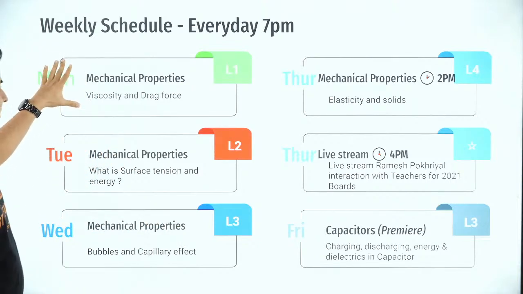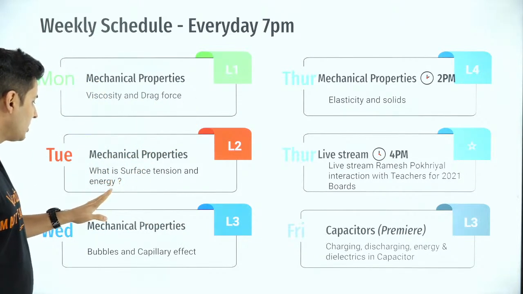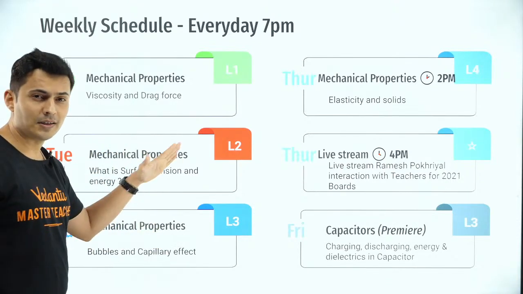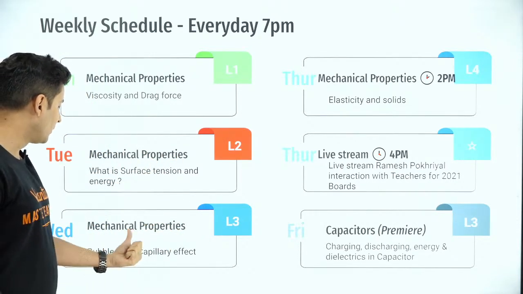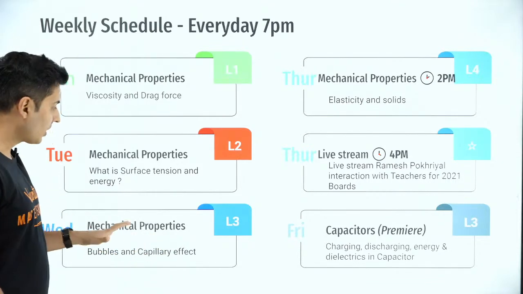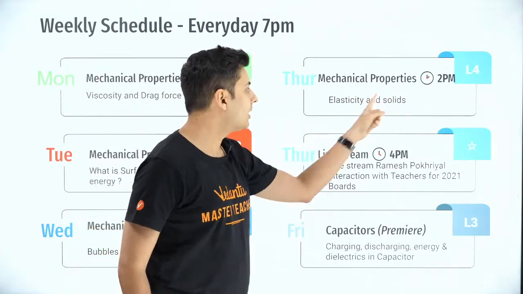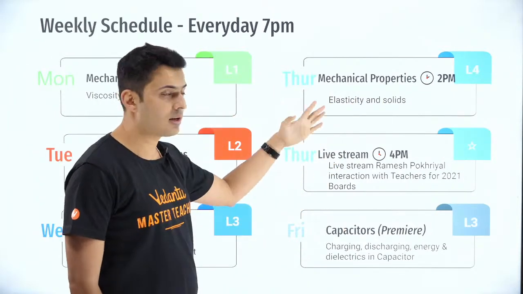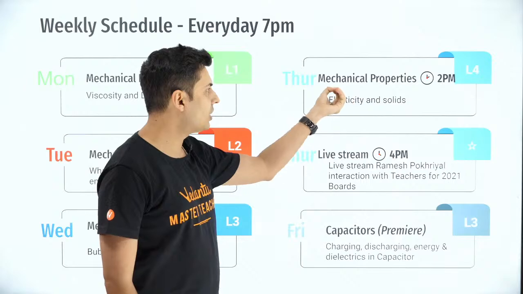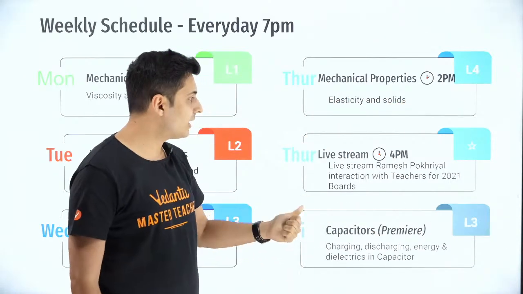Yesterday we did viscosity and drag force. Today we are going to do surface tension and energy. Like I said, I'm going to split the surface tension chapter into 2 parts. And tomorrow at 7 p.m. we are going to do bubbles and capillary effect, all about it. And on Thursday, keep in mind, 2 o'clock, it's going to be elasticity and solids. Stress, strain, curve, potential energy, all those things. We are going to do it at 2 p.m. It's not 7 p.m. Be careful.